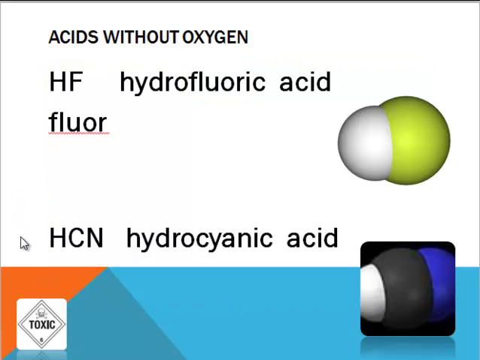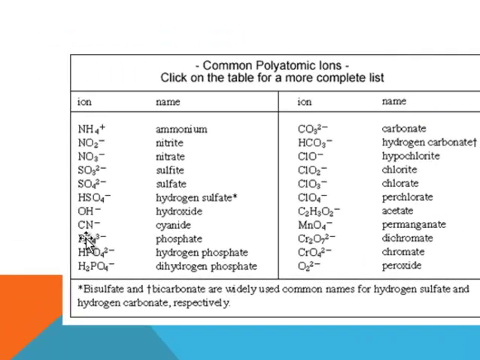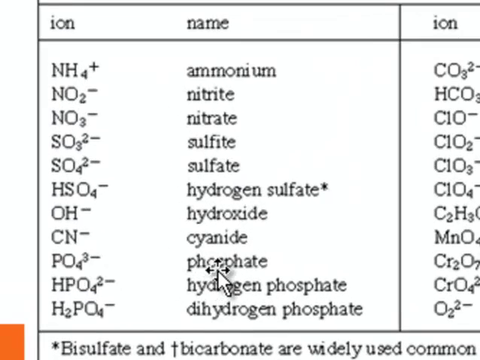The acid at the bottom here, HCN, is a little different. Most of these acids that do not contain oxygen only have two elements, hydrogen and one other. This has actually three elements, but it still uses a general naming system. This time I need to know what CN's name is. CN is actually a polyatomic ion, so I'm going to go to this chart of polyatomic ions and find it right here. CN minus is called cyanide.